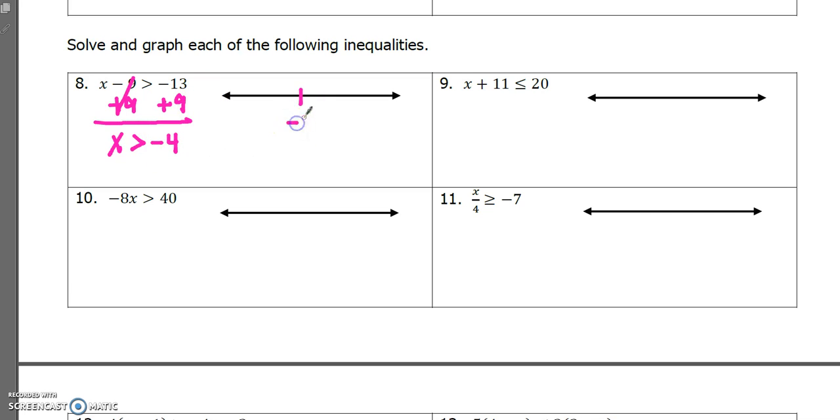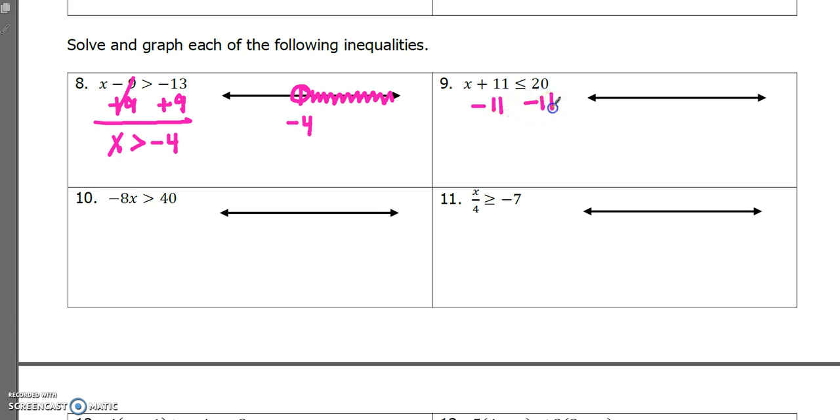So I'll go over here to graph. I'll put -4 on my number line. Again, it's going to be an open circle or an empty circle, and it is greater than, so I will shade to the right.